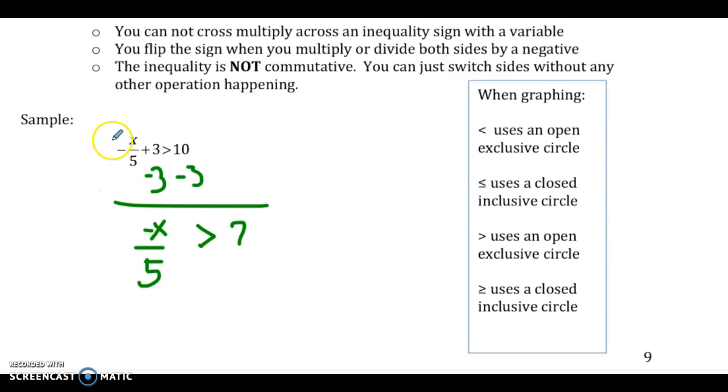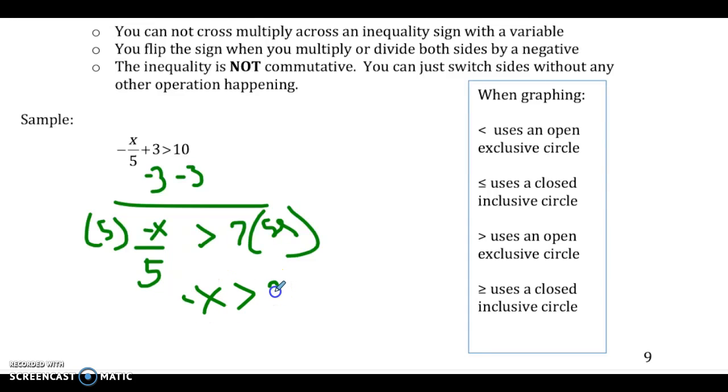Notice how I moved that x up into the numerator. I like to do that so I don't lose my sign. Oftentimes, if you stick it right beside your fraction, it tends to look like just an extra long fraction bar. Then my next step, and I'm going to break this into two steps just for the sake of this video, is I would multiply both sides by 5. If I multiply both sides by 5, I'm left with negative x is greater than 35.